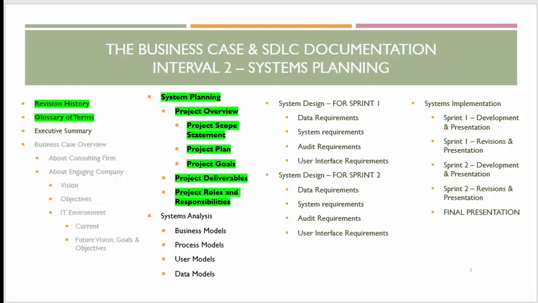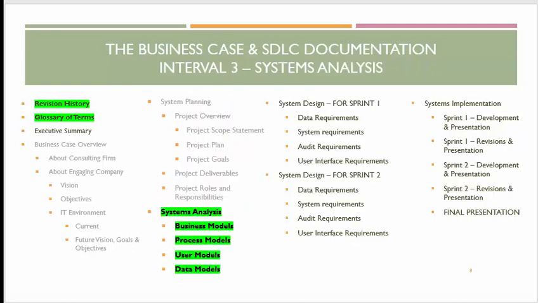Interval 2 is going to start in course module 3. You will be asked to complete again the items highlighted in green, which is covering the systems planning portion of this project. This is where you'll be planning out the 2 sprints you will be asked to develop in the CRM system. Sprints is an Agile-like technique that we will be utilizing with this project.